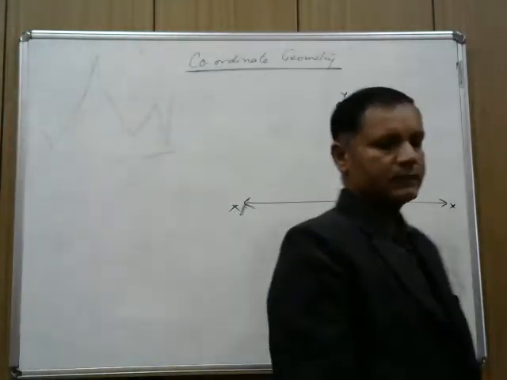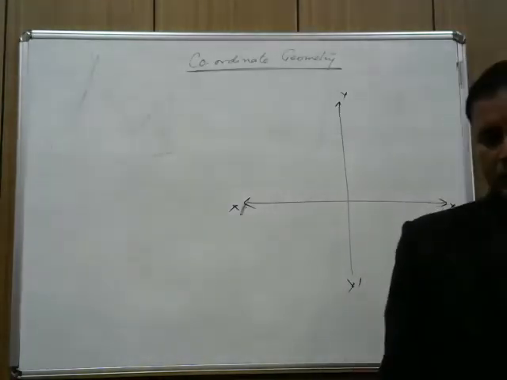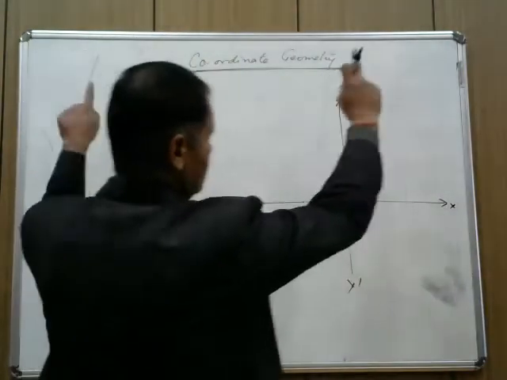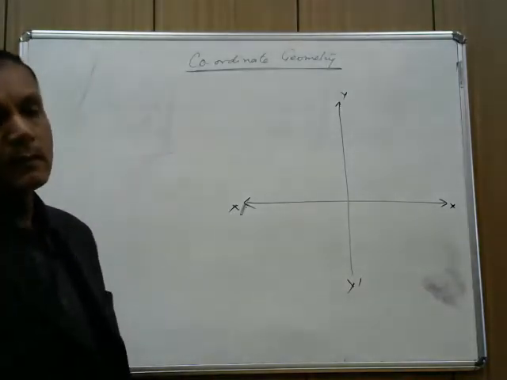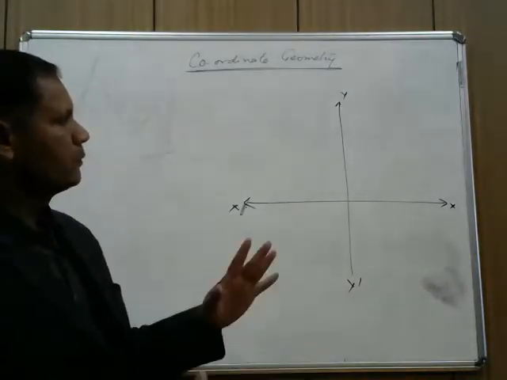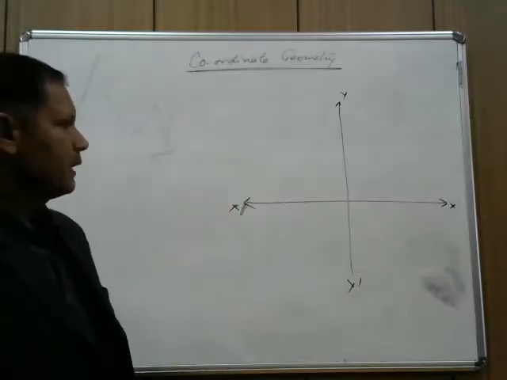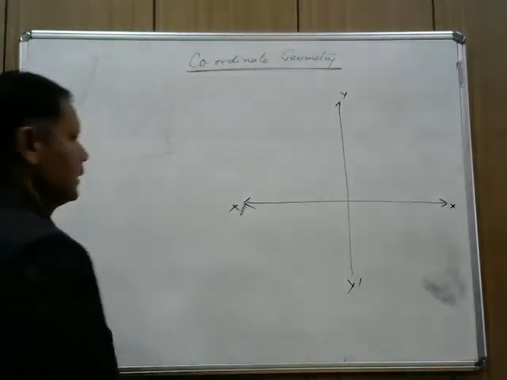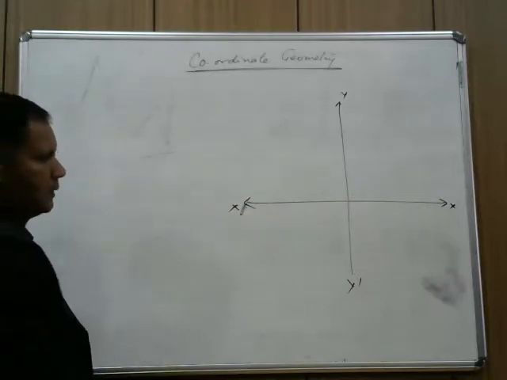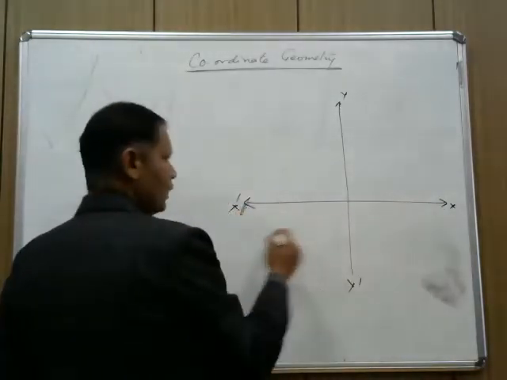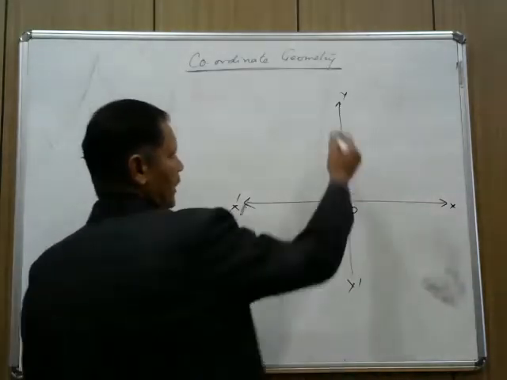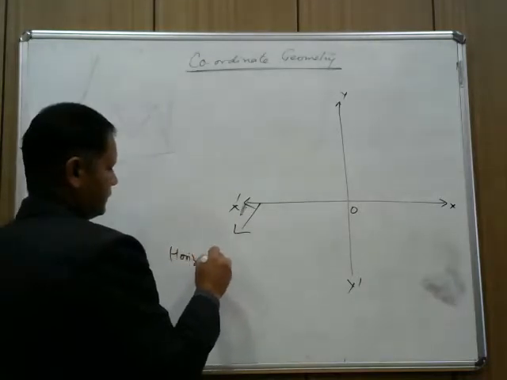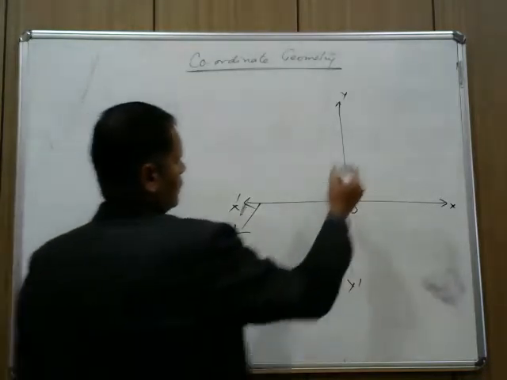Any plane is divided by two lines, that is the horizontal line and vertical line, into four parts. Right now this whole white board is a plane, and I am going to divide it into four parts by drawing any two lines which are perpendicular to each other. This line XOX dash and YOY dash, this is called the horizontal line. This is called the vertical line.